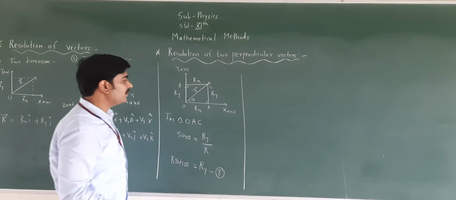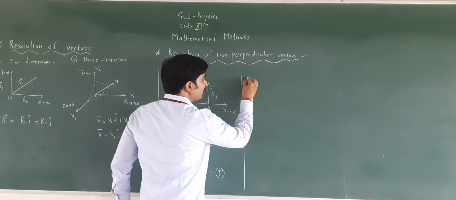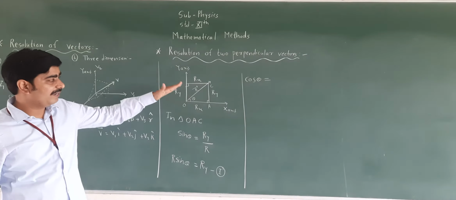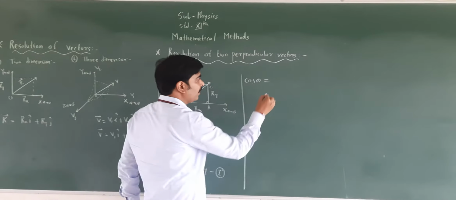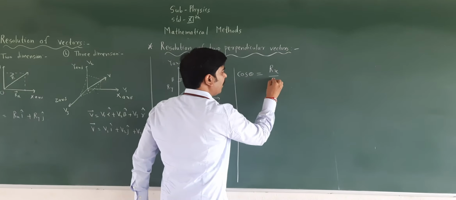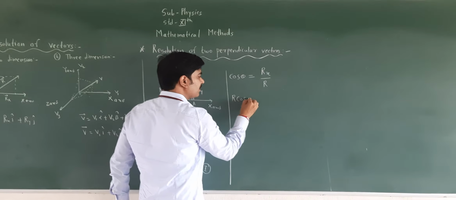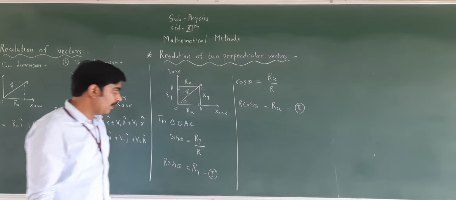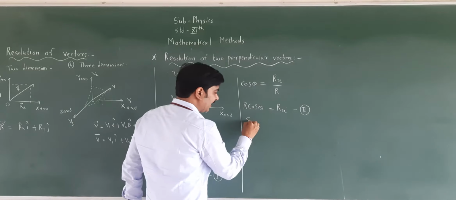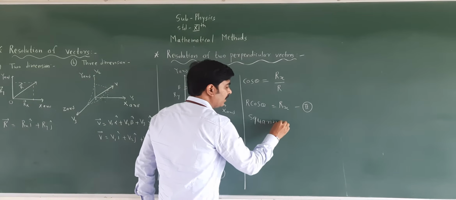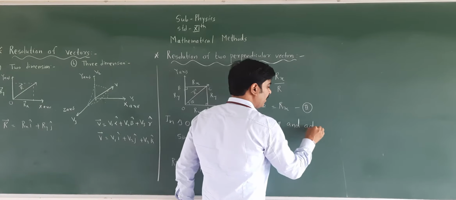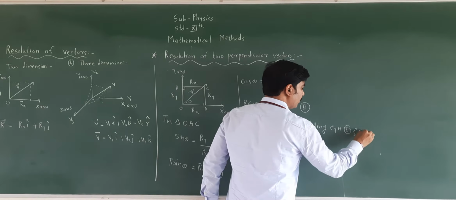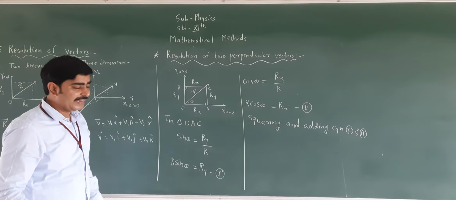Similarly, we have to write for cos theta. What is the formula for cos theta? Adjacent side divided by hypotenuse. So you can write rx upon r. So r cos theta is equal to rx. So this is equation number 2. Now squaring and adding equation 1 and 2.